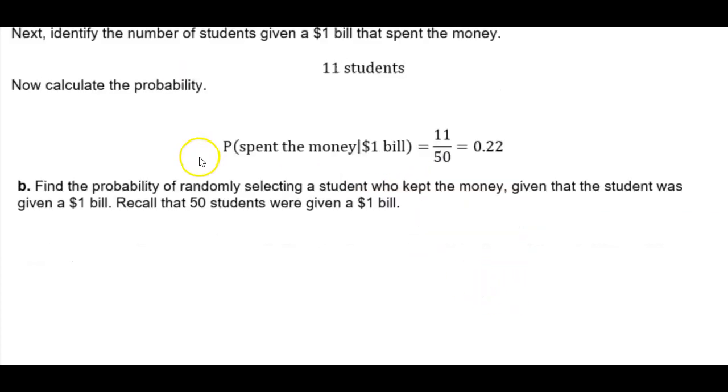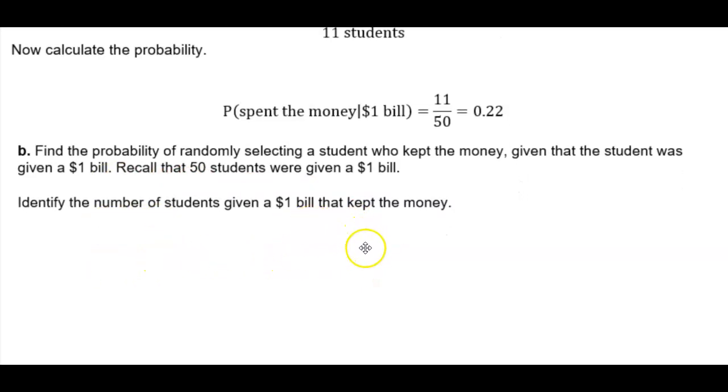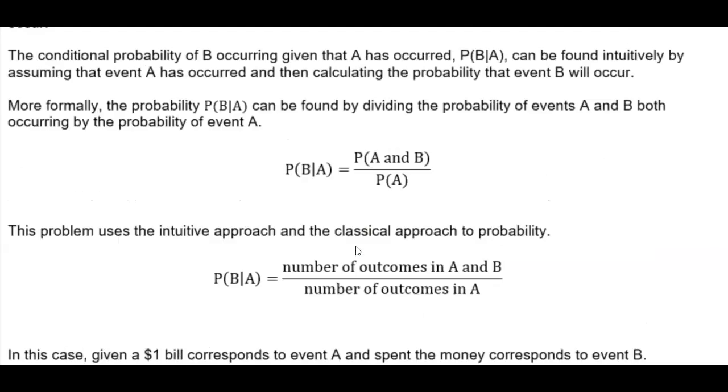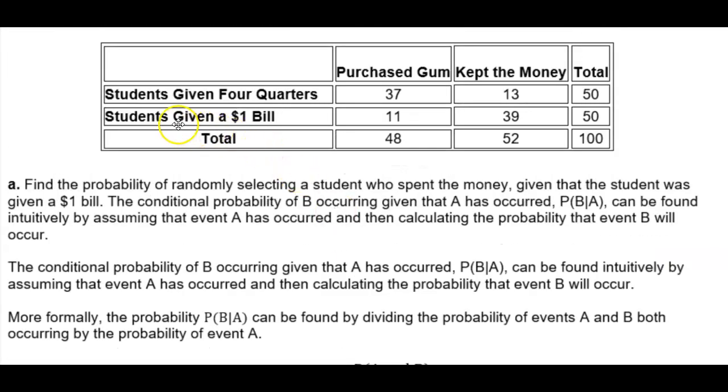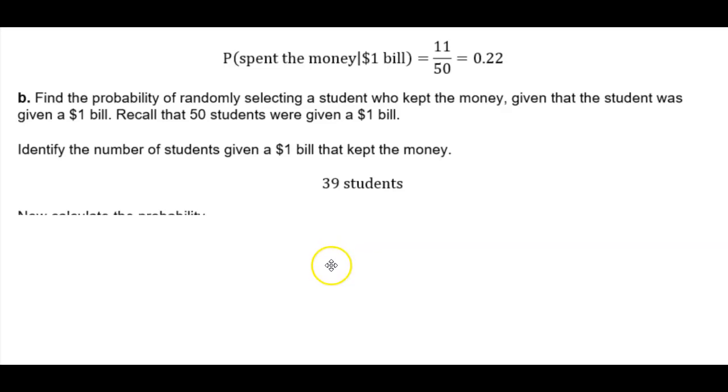Now we want to find the probability of randomly selecting a student who kept the money, given that the student was given a dollar bill. And recall that 50 students were given a dollar bill. So identify the number of students given a dollar bill that kept the money. So let's go back up here. The students that were given a dollar bill that kept the money, we can see that the number is 39. So therefore, we have 39 students.